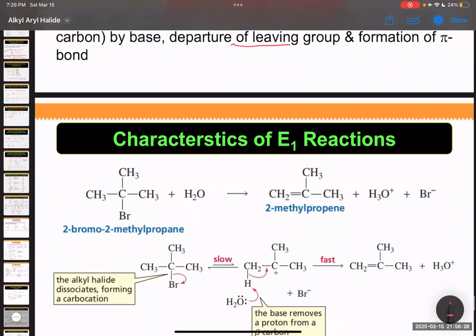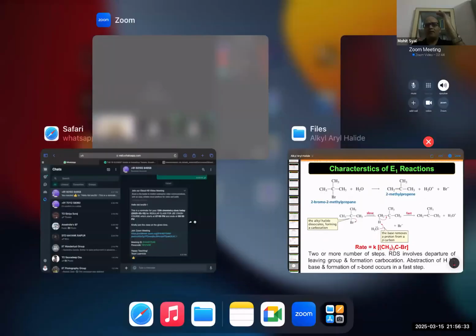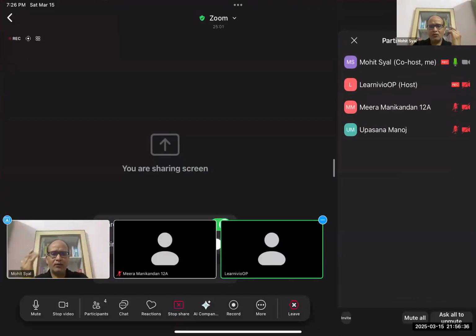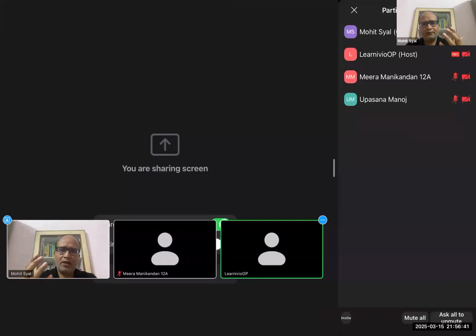Okay, so let's move on to E1. In SN1 and E1, even most of the students get confused. Whenever you use a strong base like OH minus or OEt minus, they are going to start the reaction, and two molecules get involved. So there you have a bimolecular transition state, and that is SN2 or E2. If you are taking heat and strong base, E2. If you are taking aqueous base, that is SN2.